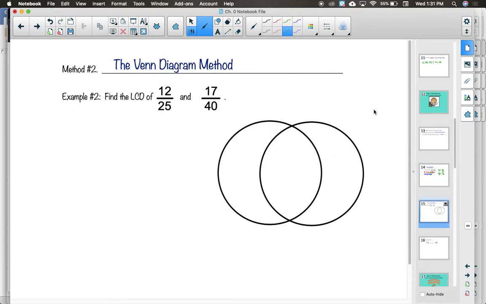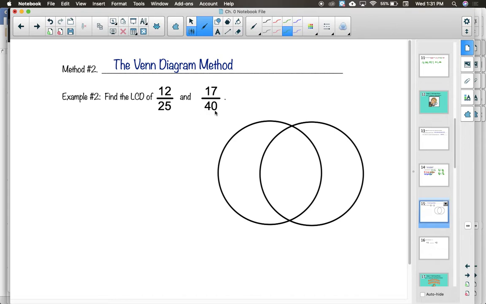Okay, the second method is called the Venn diagram method. Some students love this, some aren't as big of a fan, so you can choose which method you like better and stick with it. Maybe you have a different method that works as well. That's fine too, as long as you can find me a multiple, that least common multiple to find the LCD, we're good to go. So the Venn diagram method, I'm a big fan of this one.